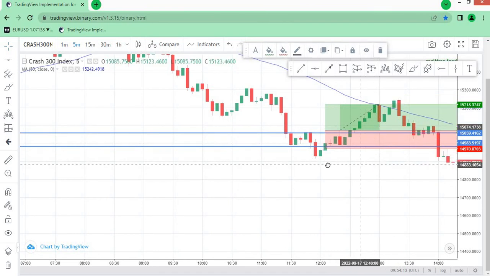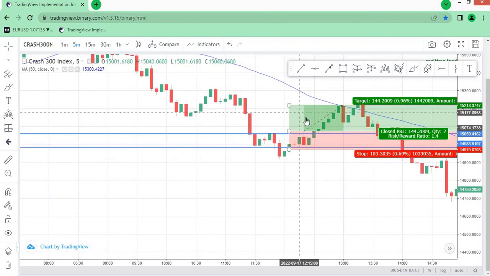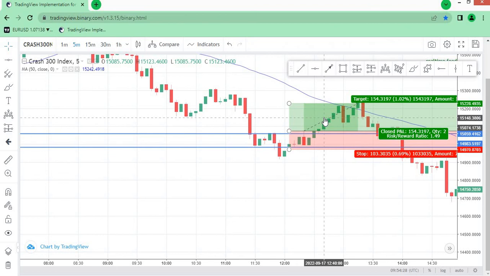We are going for maybe a 1.2 risk reward ratio, or a 1 to 1 risk reward ratio, guys. Let's go for 1 point. Let's see, we are going to 1.05 risk reward ratio, guys. We have already hit our TP. Now this is how you can use this head and shoulder pattern to trade on boom and crash, guys.